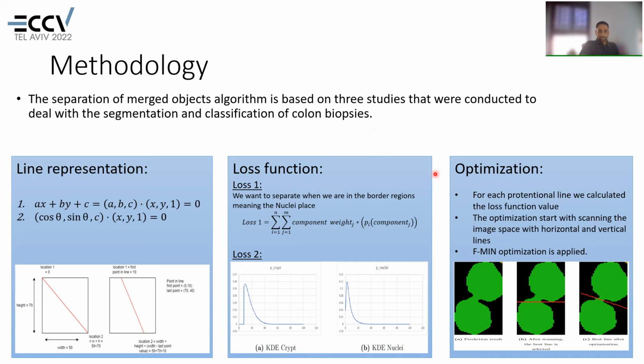The last part is to find the perfect position of the line in the image. We calculated the loss function value for each potential line after scanning the image space with horizontal and vertical lines. Then, fmin optimization is applied.